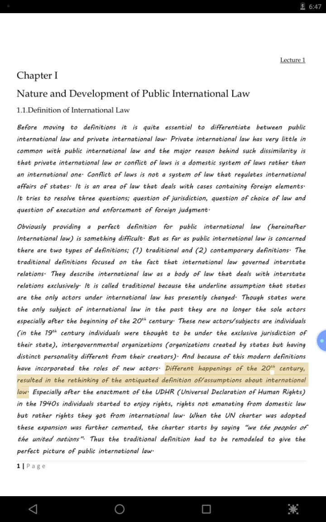Different happenings of the 20th century resulted in the rethinking of the antiquated assumptions about international law. Especially after the enactment of the UDHR, Universal Declaration of Human Rights, in the 1940s, individuals started to enjoy rights not emanating from domestic law but rather rights they got from international law. When the UN Charter was adopted, this expansion was further cemented. The Charter starts by saying, "We the peoples of the United Nations." Thus the traditional definition had to be remodeled to give the perfect picture of public international law.